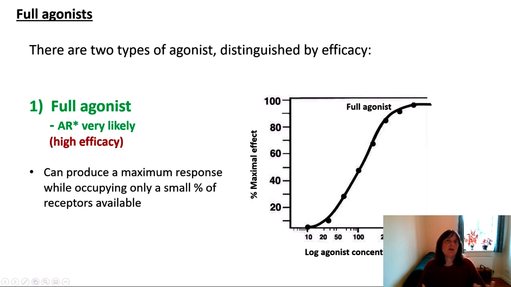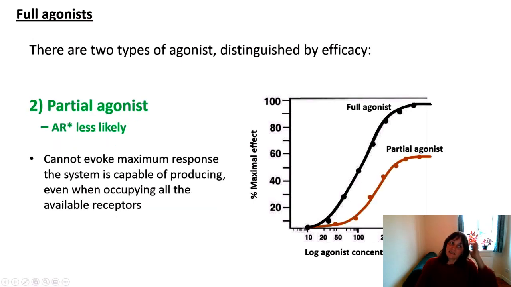So full agonists may only bind to 5 to 10% of receptors in the system, but you can still get that maximal effect, that maximal bronchodilation is the example I have been given. This is in contrast to a partial agonist. A partial agonist is an agonist that, once it's bound to the receptor, is not as good at causing that conformational change. It's not as good at activating the receptor.